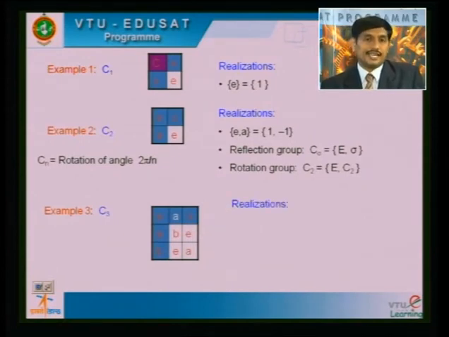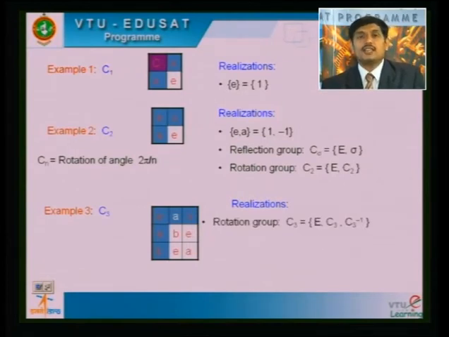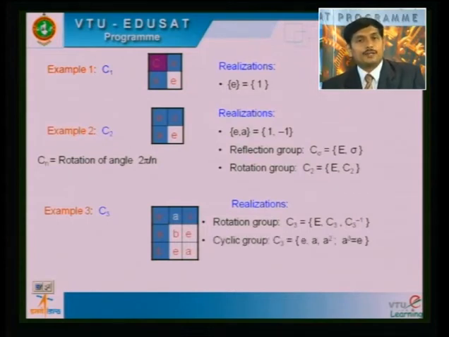Then these are the C3. The realization of the rotation group is C3: e, C3, C3 inverse, and the cyclic group C3: e, a, a squared, where a cubed is equal to e, and the elements are in the form 1, e to the power i 2n pi by 3, e to the power i 4n pi by 3.